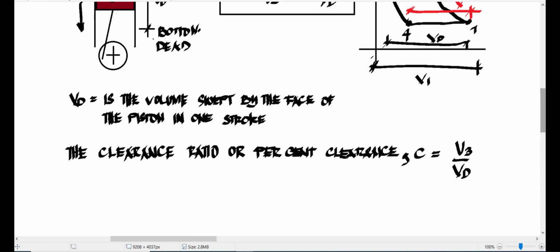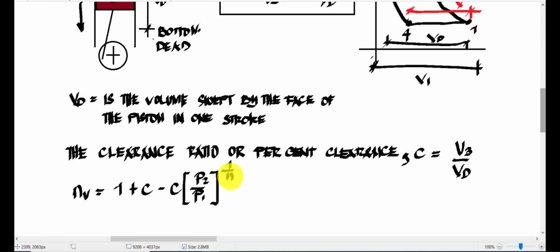Then we can express our volumetric efficiency, or ηv, as 1 plus C, the clearance, minus C multiplied by the ratio of your pressure 2 over your pressure 1, raised to the exponent of 1 over n. So it can also be expressed by means of your clearance.